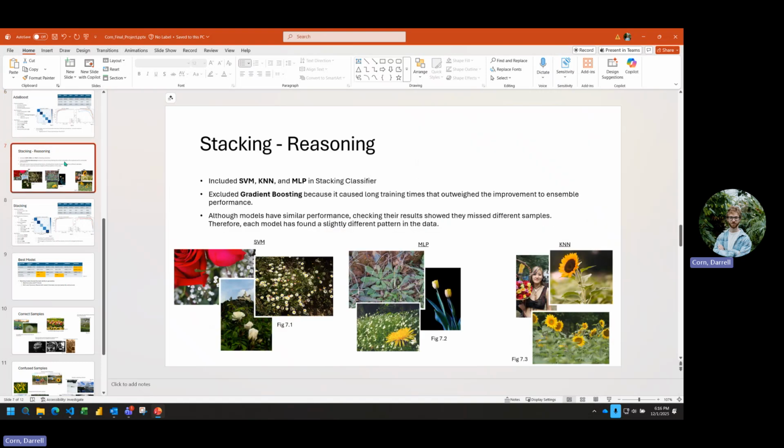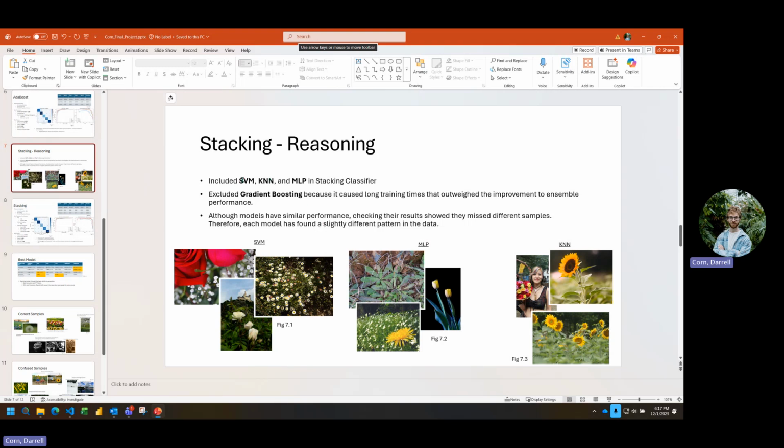So on to stacking. I saw that we want to list our reasons for the stacking classifier and justify the decisions we made. So I decided to include the support vector machine, k-nearest neighbors, and multi-layer perceptron in my stacking classifier. I excluded the gradient boosting because it caused the training times to take a really long time, and the performance that it brought just did not outweigh that cost.